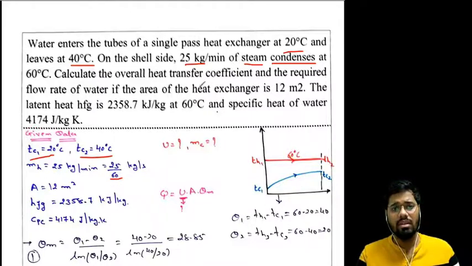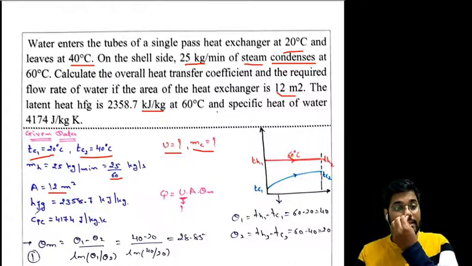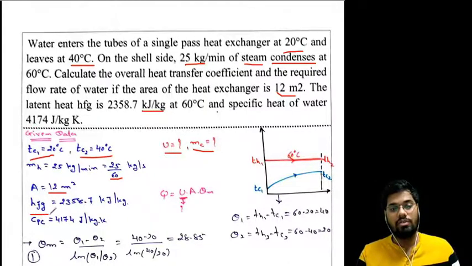Now calculate the overall heat transfer coefficient. It means U is unknown for us, and the required flow rate of water, our cold fluid, so we need to calculate mc, which is unknown to us. The area of the heat exchanger is 12 meters square, so the area is given. The latent heat hfg is 2358.7 kilojoule per kg. Here the latent heat of the hot fluid is given, so hfg is given to us. Why hfg is given, we will discuss it later.